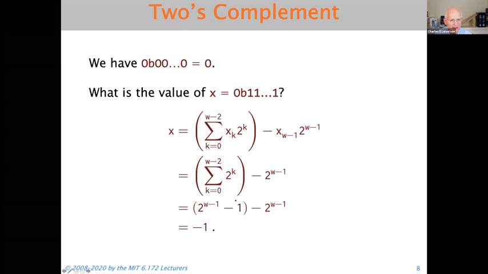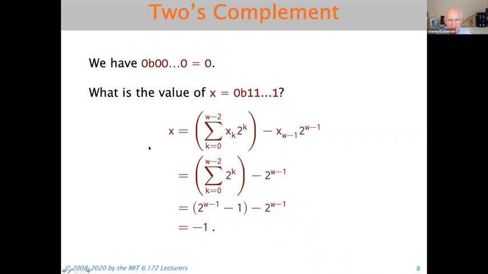And that first summation is geometric. You know that the sum of a bunch of powers of 2, if you add them up, you get 1 less than the next power of 2. So in this case, we get 2 to the w minus 1. And if I subtract 2 to the w minus 1, I get minus 1. So the word of all ones is minus 1 if I'm interpreting it as a 2's complement.